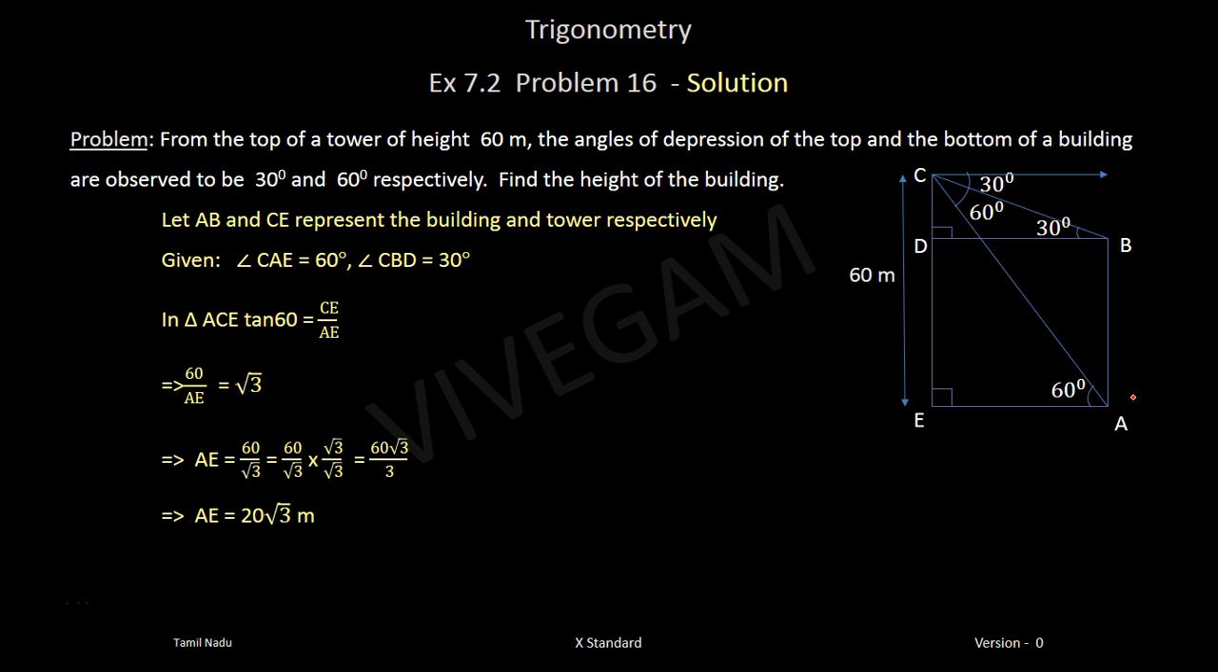The solution. Let AB and CE represent the building and the tower. So this is the building, this is the tower. Height of the tower is given as 60 meters. And join this line, right? From here you are observing the top of the tower, and from here you are observing the bottom of the tower, and that is the angle of depression. This is the eye level, so this is a line of vision.